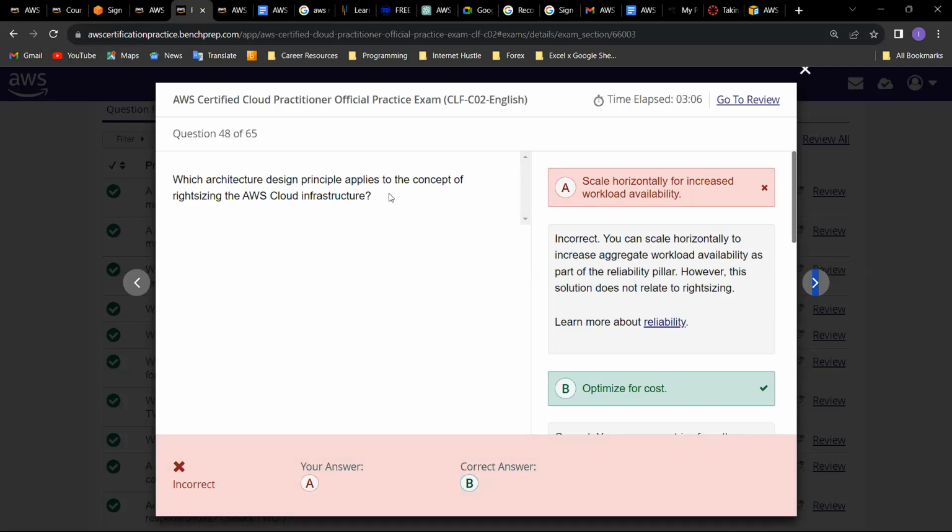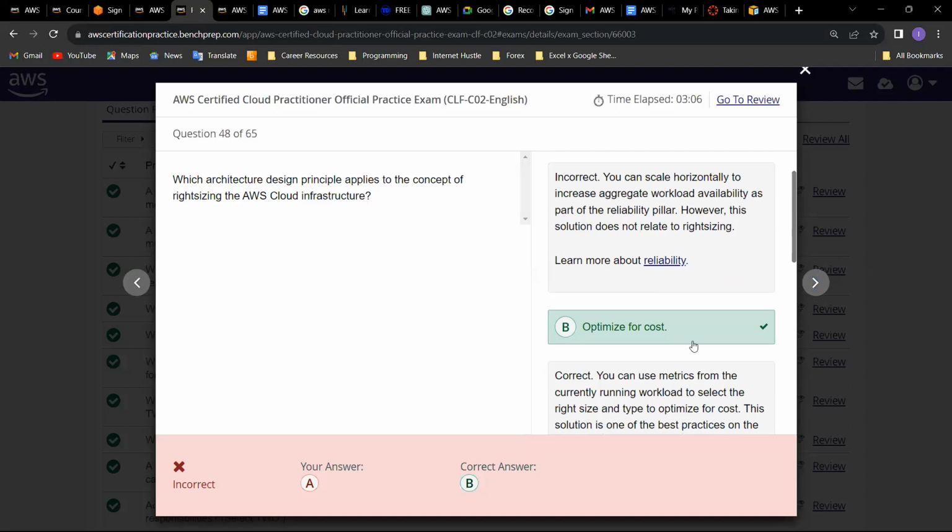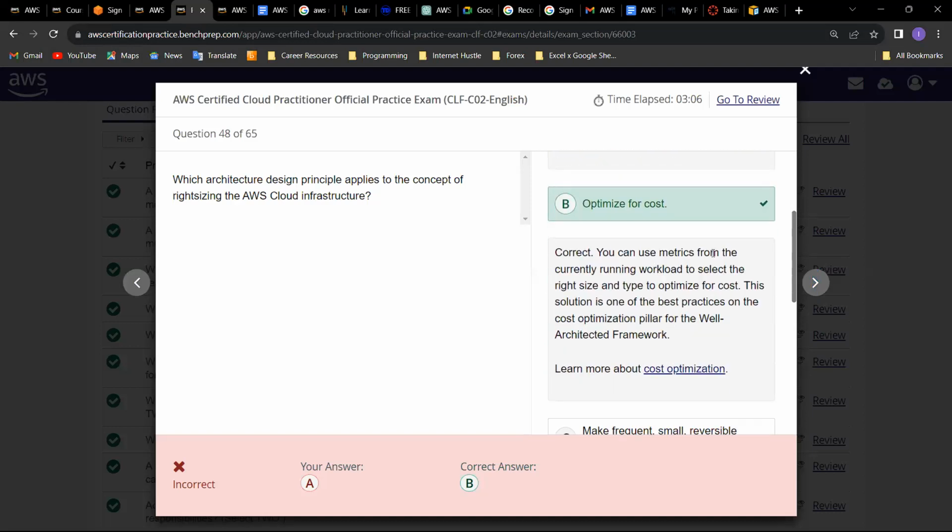Which architecture design principle applies to the concept of right sizing the AWS cloud infrastructure? You can scale horizontally to increase aggregate workload availability as part of the reliability pillar. However, optimize for cost too. Oh, okay. However, this solution does not relate to right sizing. So it means that right sizing is about cost? You can use metrics from the currently running workloads to select the right size. So why do you right size? Because of cost. Yes, to optimize for cost.